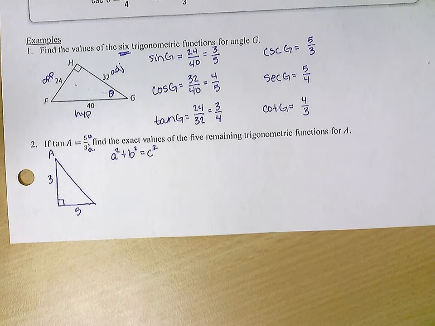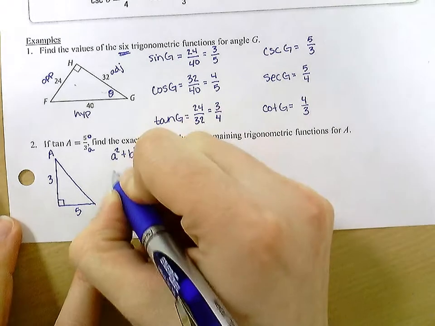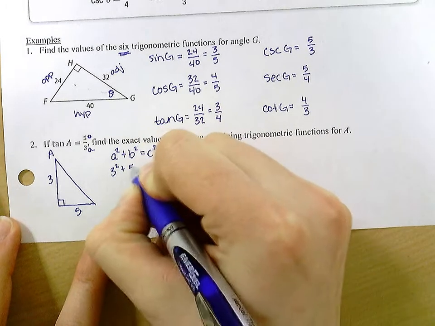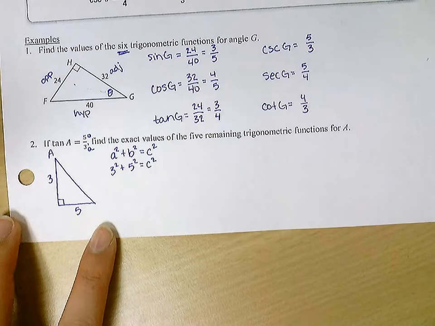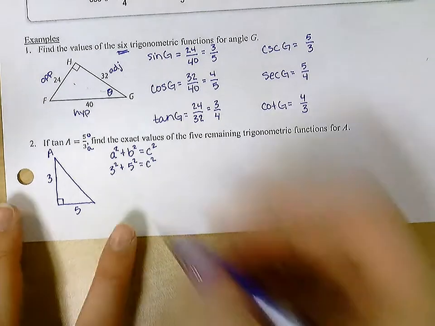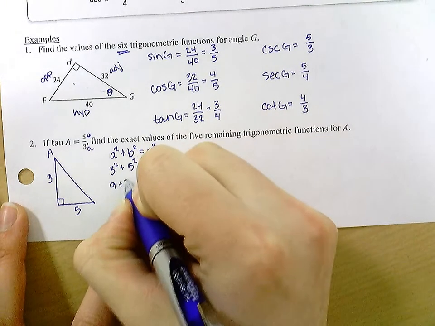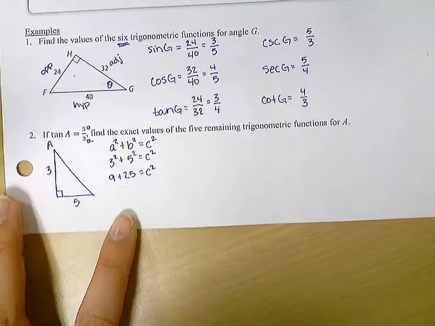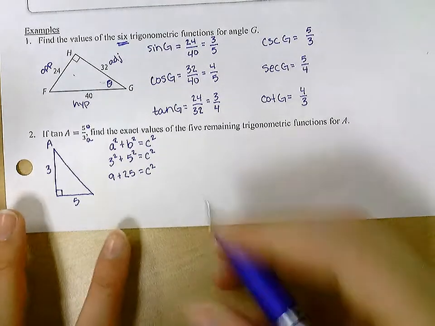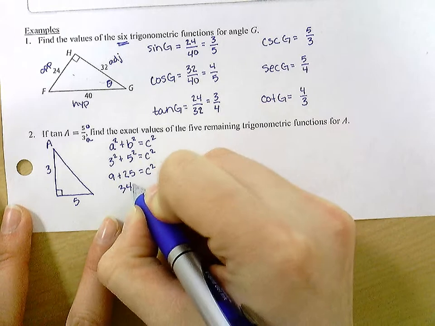C squared is your hypotenuse. A and B are your 2 legs of your right triangle. So I can plug in 3 for A and 5 for B, because I'm trying to solve for that hypotenuse. So I have 9 plus 25. That's 34.